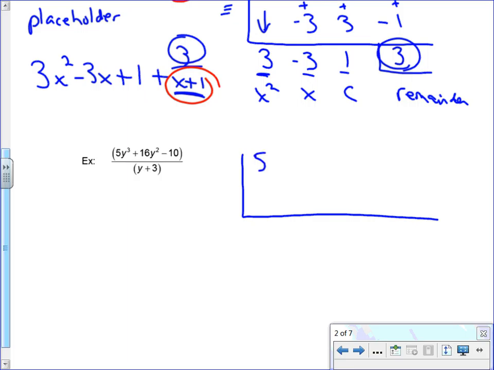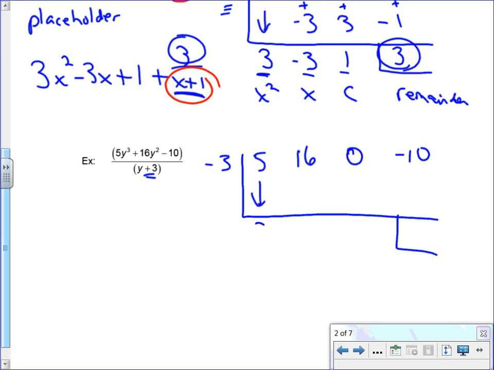X cubed, this time I use y, y cubed, y squared. There is no y right here. There's a y squared and there's no y, so I need a placeholder of 0, and then -10. You have to have that constant on the end. It has to be there. All right, and I'm going to divide by the opposite of this, not +3, but I'm going to put -3. And hopefully the arithmetic won't be too tricky.